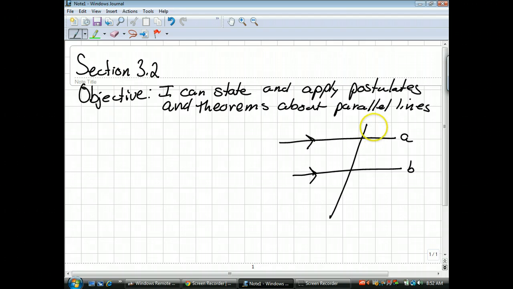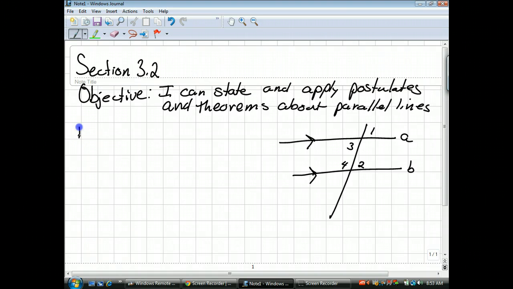And we're going to look at angle 1, 3, 2, and 4, okay? So remember from section 3.1, angle 1 and angle 2 would be what we call corresponding angles. Angle 3 and angle 2 would be what we call alternate interior angles, and angle 3 and angle 4 would be same side interior angles. And so our theorems today deal with those specific types of angles.